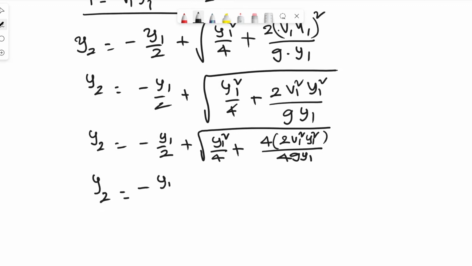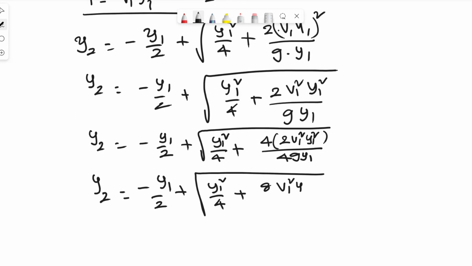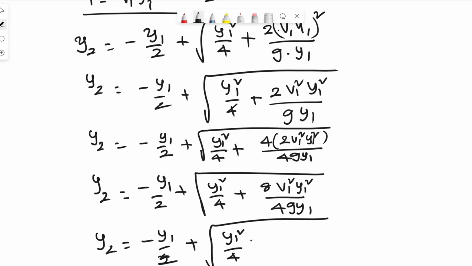Y2 is equal to minus y1 by 2 plus square root of y1 square by 4 plus 8 v1 square y1 square divided by 4g y1. Right? Now if I take y1 square by 4 common, what will be inside? 1 plus 8v1 square by g y1. Am I right?